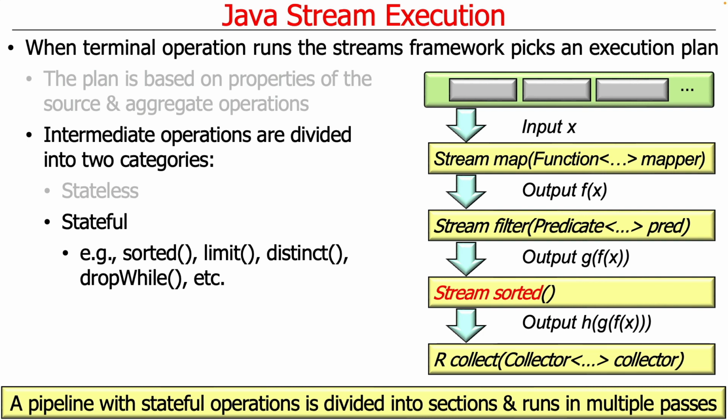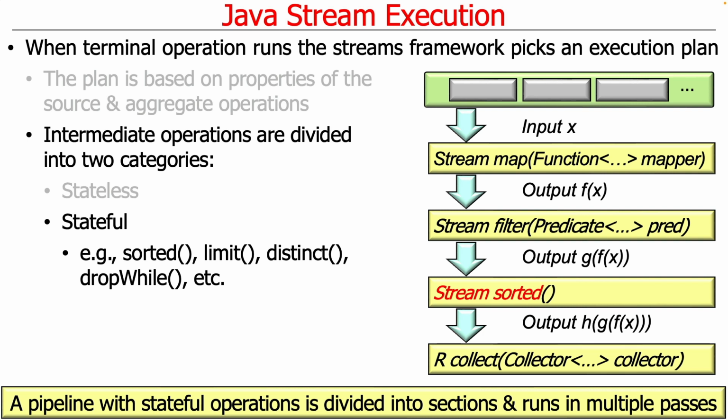Conversely, if you have stateful operations like sorted, distinct, limit, drop while, take while, and so on, those have to be split up into multiple sections and run in multiple passes. And that's because, as we talked about before, everything needs to be accumulated. If you have a stateful operation, you have to accumulate everything before you can go on to the next phase. Whereas with the stateless operations, you can do it in a single pass.